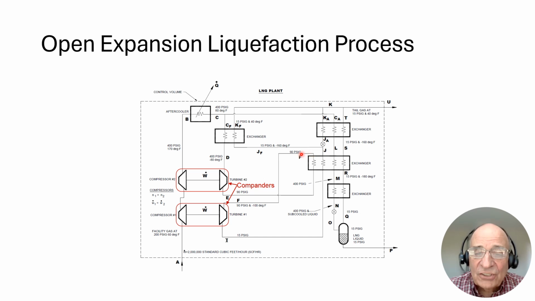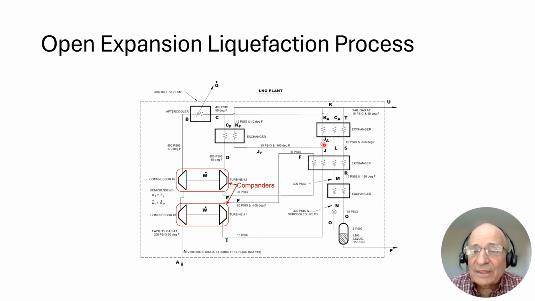Come out of this heat exchanger, go into another expander. And again, we come in cold, but we come out very cold. Now we're down to 15 psi G. That's about 30 psi absolute. And this gas is very cold. It goes into this process heat exchanger, I should say, and it extracts heat from the feed gas.